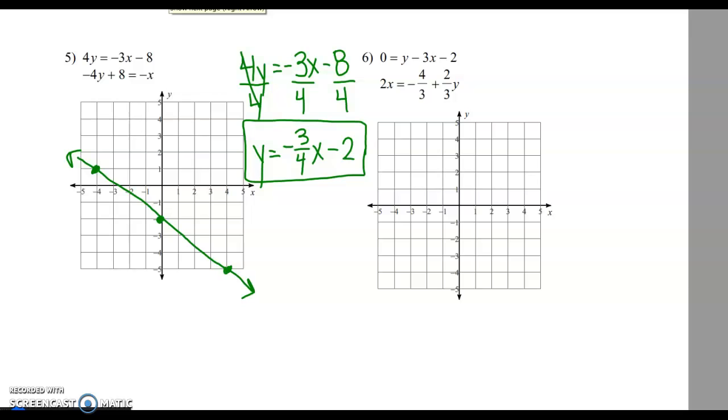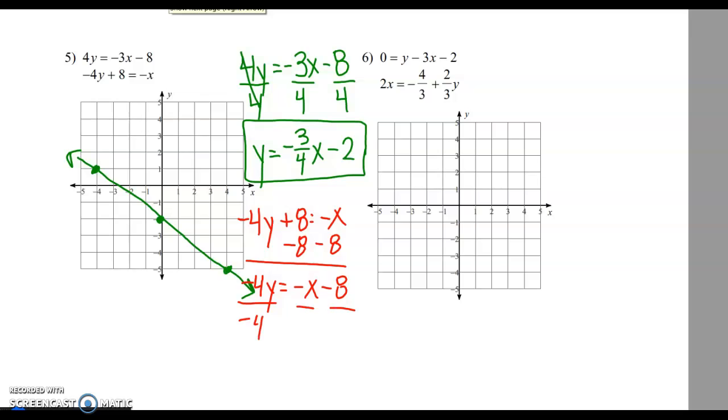And then the next one, we've got -4y plus 8 equals -x. So we move a plus 8, we subtract 8. We've got -4y equals -x minus 8. So when you divide by -4, you're at y equals -1 over -4 is 1/4 x. -8 over -4 is +2.